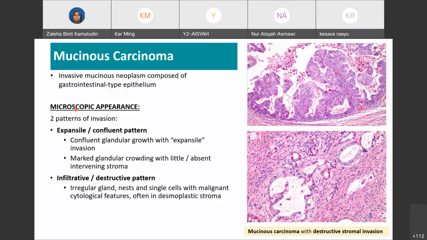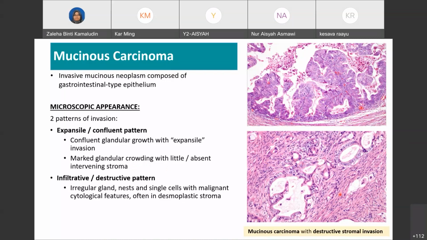And how about the pattern of invasion? It can have two types of pattern of invasion. One is the expansile and confluent pattern, in which the tumor has confluent glandular growth and expansile invasion. They have marked glandular crowding with little or absence of intervening stroma. Another pattern is the infiltrative or destructive pattern, for example in this one. The easy way to know the invasion is based on the epithelium itself: the glands are very crowded, with a back-to-back glandular configuration. The second type of pattern of invasion is when the tumor is already invading into the stroma.